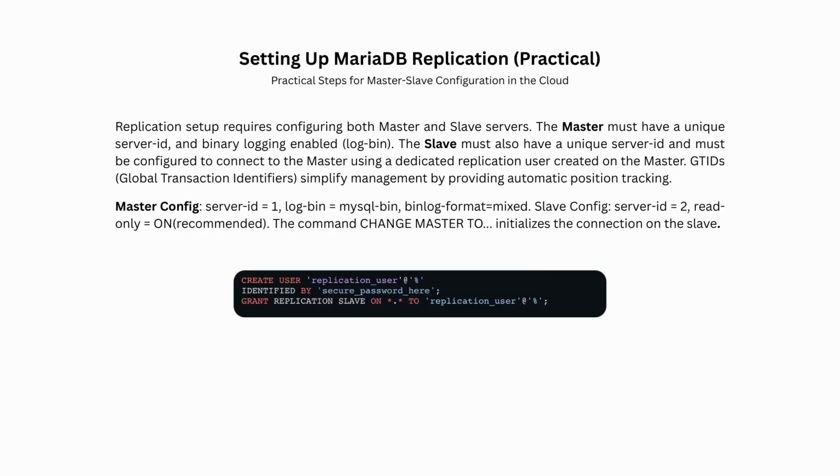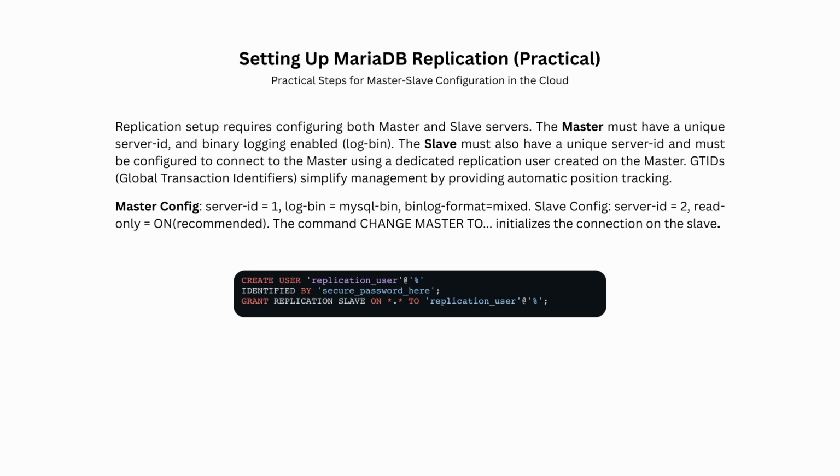Let's get practical using MariaDB, a widely used open source relational database. The setup process, which is fully suitable for MySQL databases as well, starts by creating two separate server environments, one for master and one for slave. On the master, we add the config file to set a unique server ID and enable binary logging using log-bin. We must create a dedicated replication user with replication slave privileges.